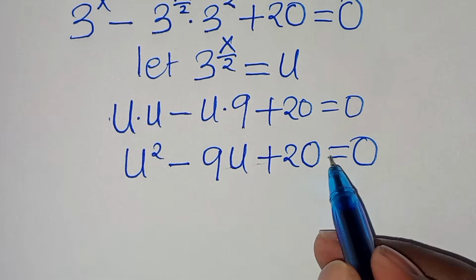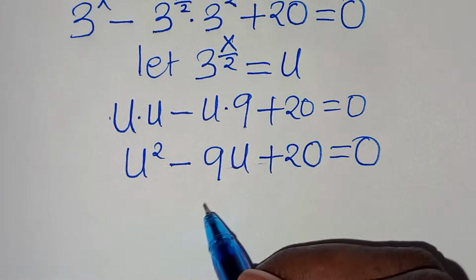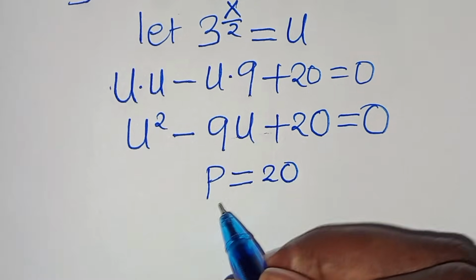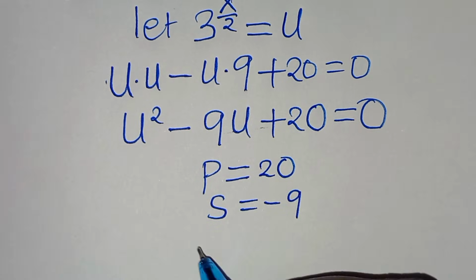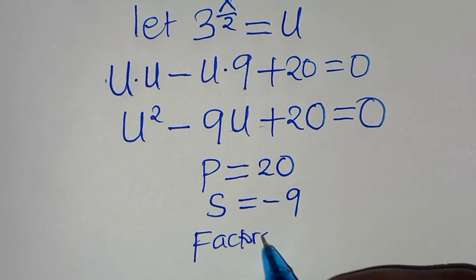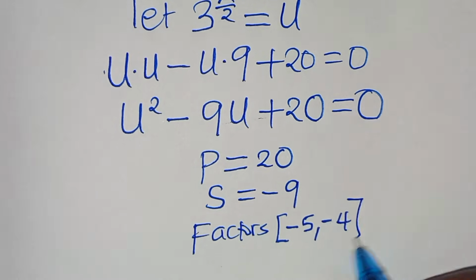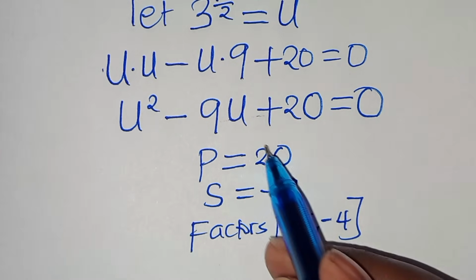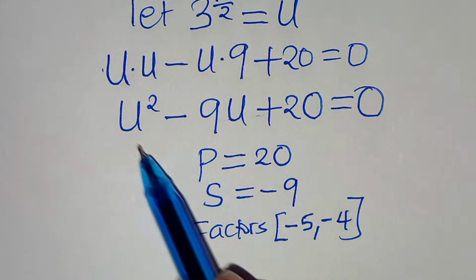So this is a quadratic equation that we can solve by the factorization method. That is, the product is equal to 20 and the sum is equal to minus 9. So we can identify two factors here: minus 5 and minus 4. Minus 5 times minus 4 is equal to 20, and minus 5 plus minus 4 is minus 9. So let's substitute these two factors back into the equation.